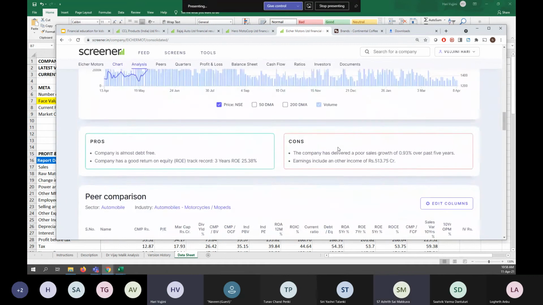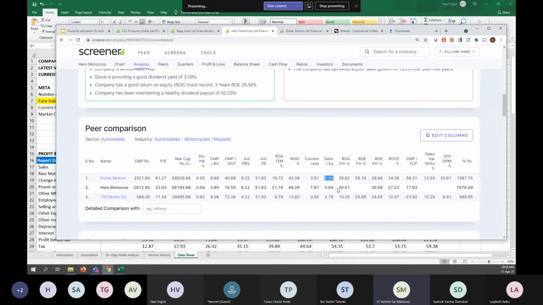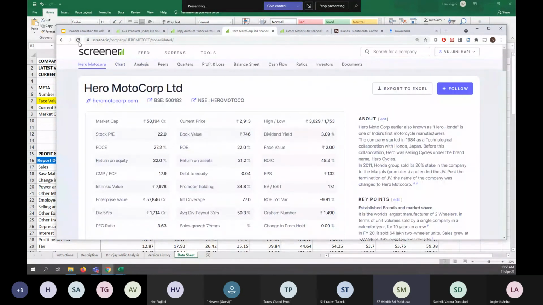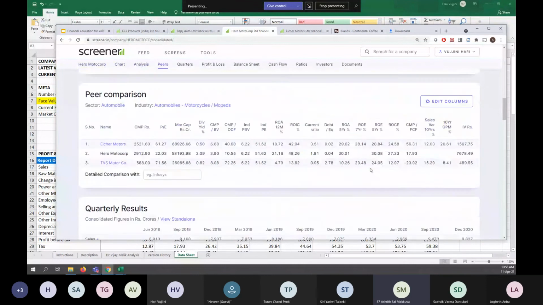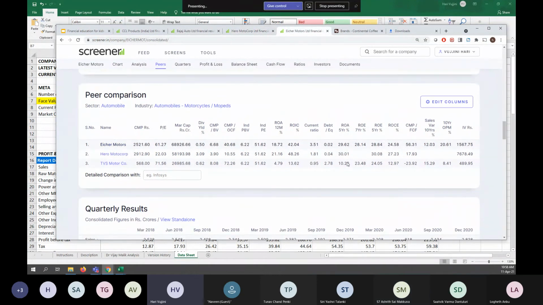Can you go back to Hero Motor Corp first? Eicher Motors is 0.02, and then Hero Motor Corp is 0.04. You're right. The other one I was looking at is TVS Motors, a Chennai-based company, but it doesn't matter. Let's compare only three for now. In general, these three companies are debt-free.